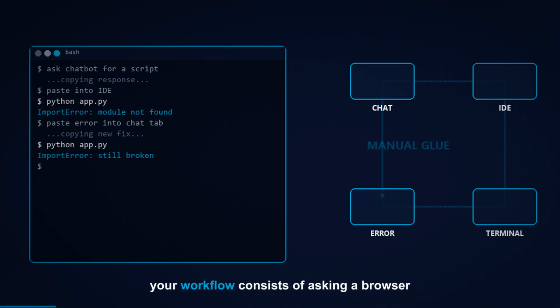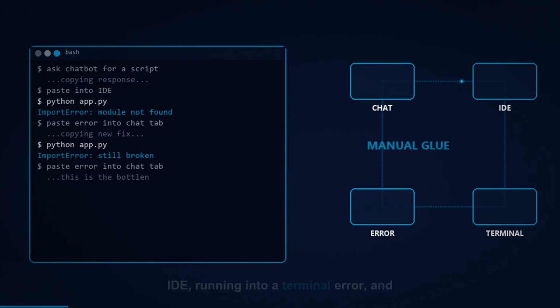If your workflow consists of asking a browser chatbot to write a script, copying it to your IDE, running into a terminal error, and pasting that error back into the chat window, you aren't engineering. You're manual glue. To fix this, we have to split our tasks by scope.